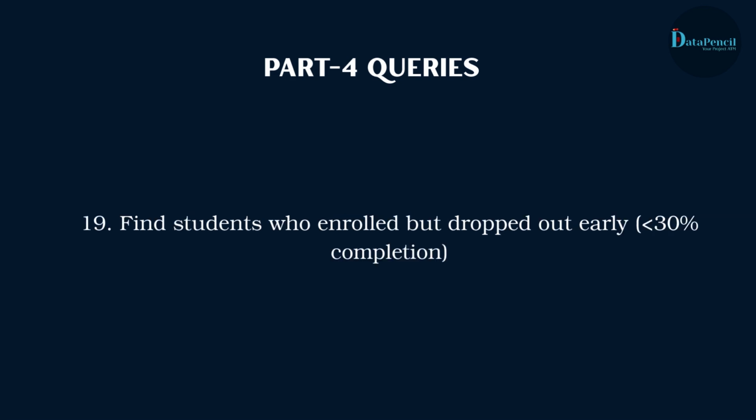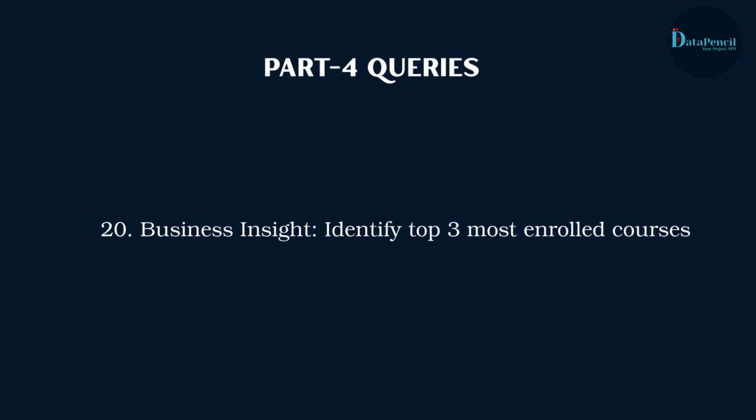Query 19, find students who enrolled but dropped out early. Query 28, and this is the last one, and which is identify top 3 most enrolled courses.